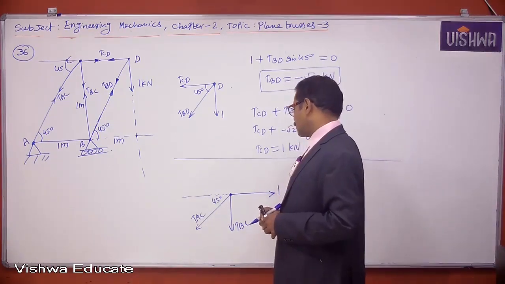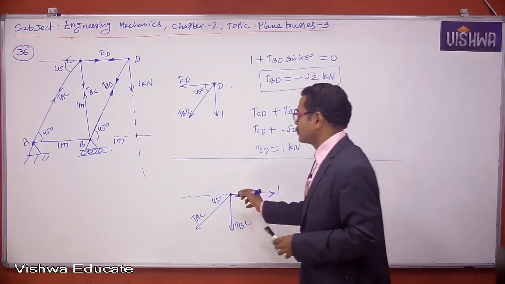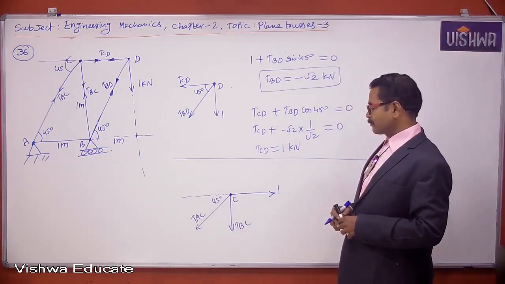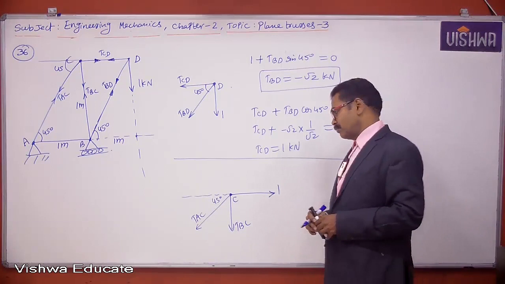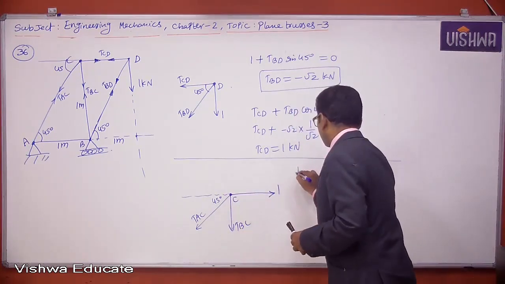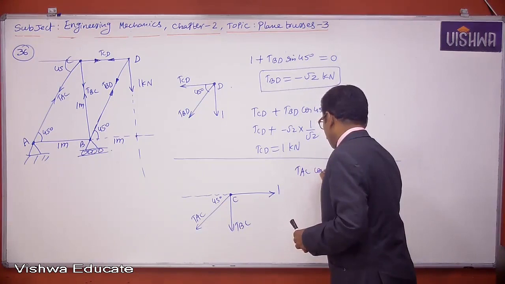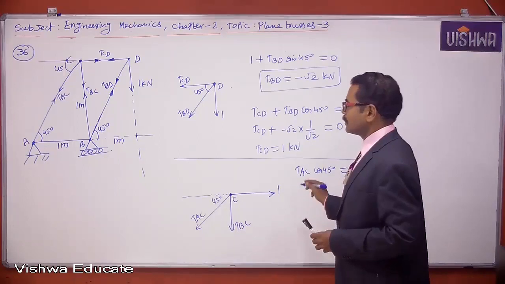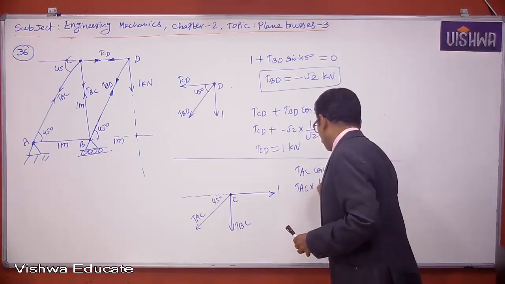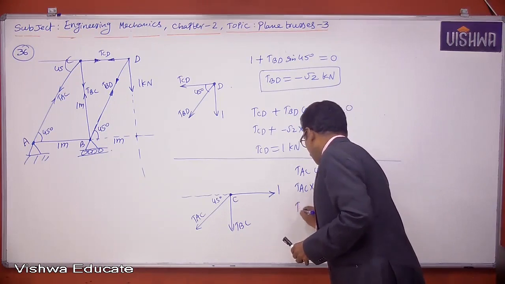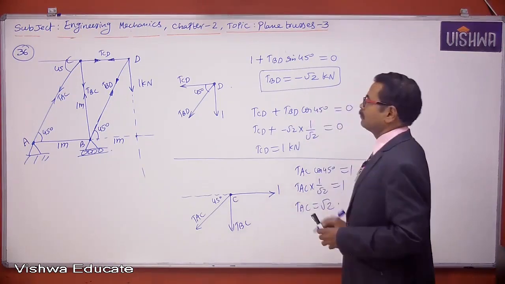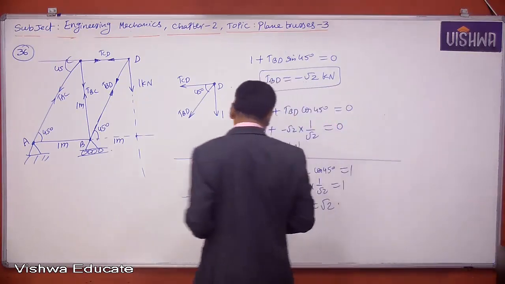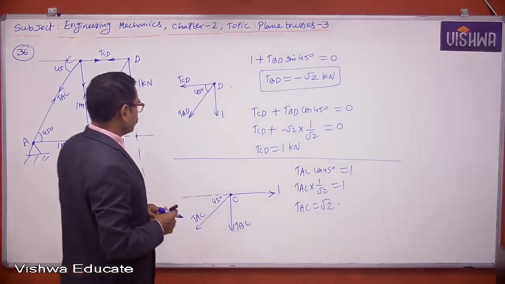Now in this problem, I want to find TBC. So first, this is joint C. Since joint C is in equilibrium, sum of leftward components equals sum of rightward components. What is the leftward component? TAC cos 45 is equal to 1. I don't know what TAC is. So TAC into 1 by root 2 is equal to 1, and TAC is equal to root 2. So TAC is root 2. So it is positive, that means it is carrying tension.